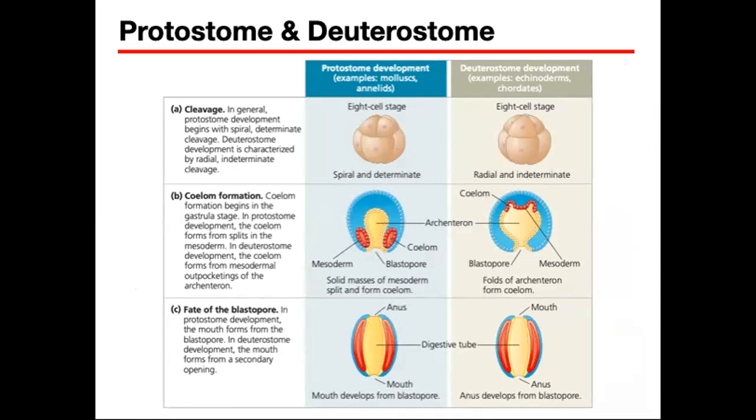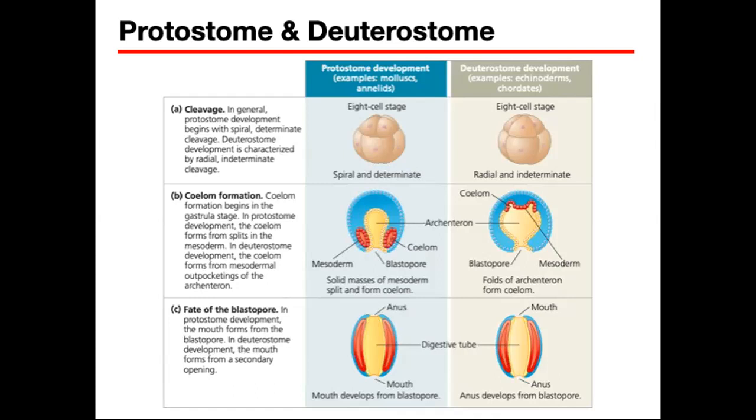So take note, as soon as the zygote is formed, our embryonic development follows. We have cleavage right here, and this cleavage is basically the subsequent cell division after the zygote is formed, right? And for protostomes, after 3 rounds of division, the zygote will mitotically divide into an 8-cell stage. And at this point, we can already differentiate protostome and deuterostome.